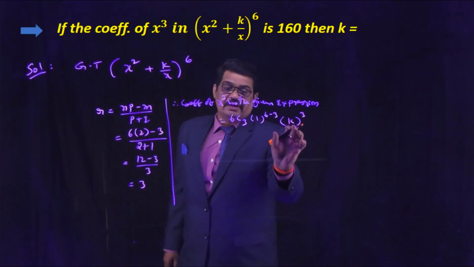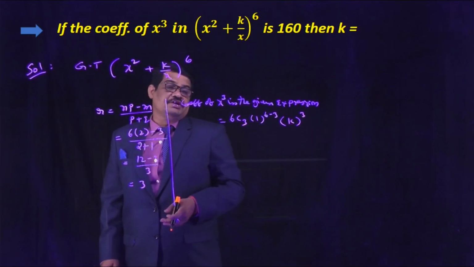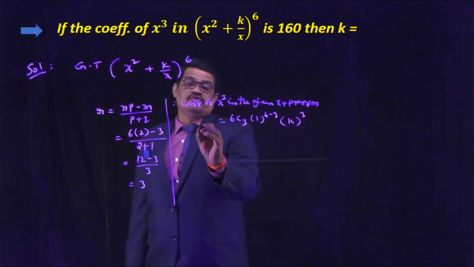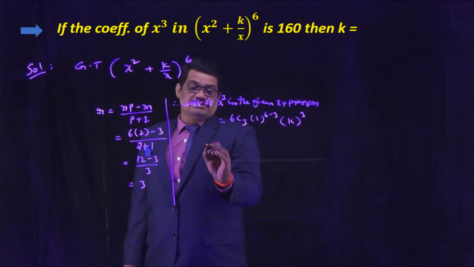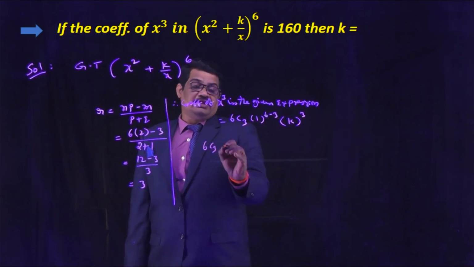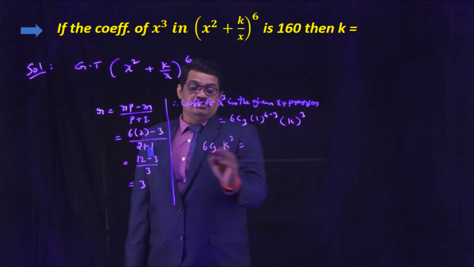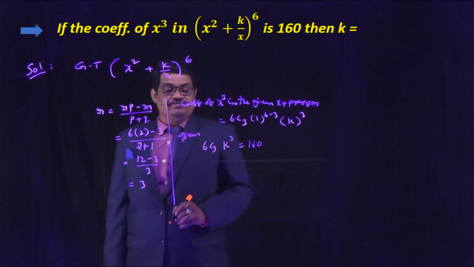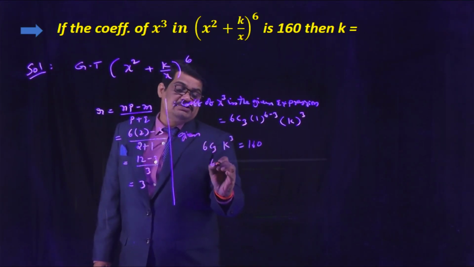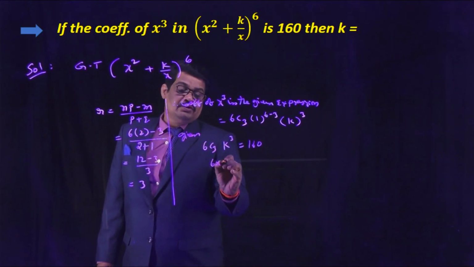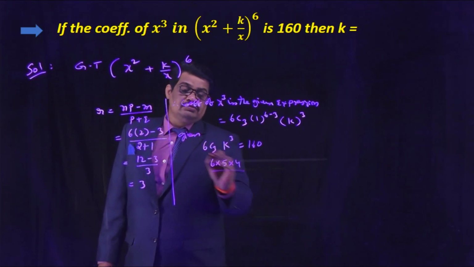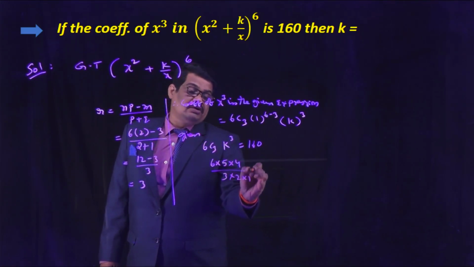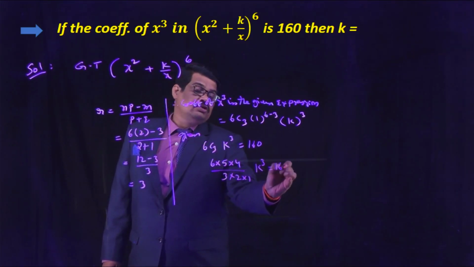But this given expression value is given 160. Now we are equating, this is 160. 6C3, 1 power anything is 1. Here k cube is equal to, here this value is given, that is 160. So what is 6C3? That is 6 into 5 into 4 by 3 factorial, 3 into 2 into 1, into k cube is equal to 160.